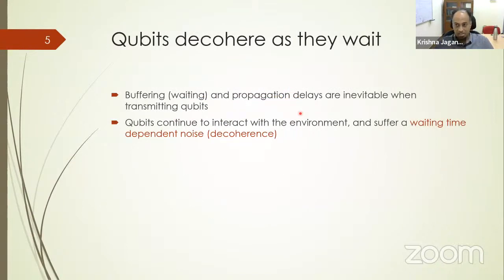Qubits decohere as they wait. So this is the key issue of this talk. When you buffer qubits, quantum states, in an optical fiber loop, or when there are propagation delays as you send these qubits over long distances, they always interact with the environment and suffer waiting-time-dependent noise, which some people call decoherence. The longer they wait or propagate, the longer they interact with the environment, and the more likely it is that these quantum states lose information.